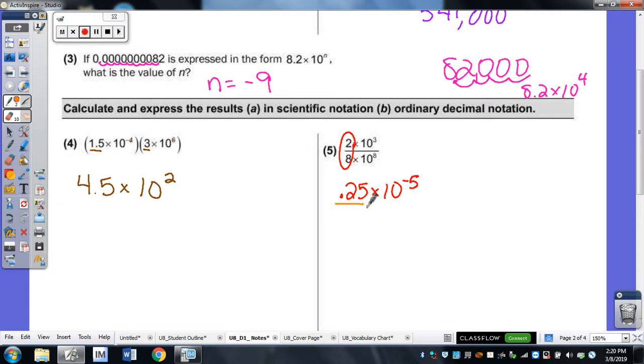Is this what it should look like for scientific notation there? The decimal should be 2.5 in the front. 0.25 is less than 1. It has to be between 1 and 10. So I moved my decimal over. So that's going to make it negative 6. I had to move that decimal one more time over to the right, just like we did up here. So that's why I went from negative 5 to negative 6.